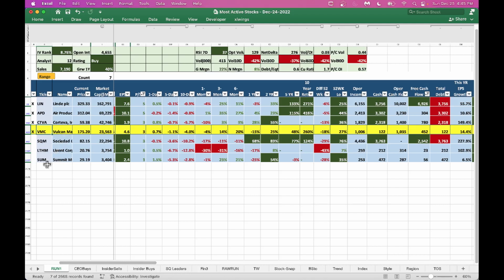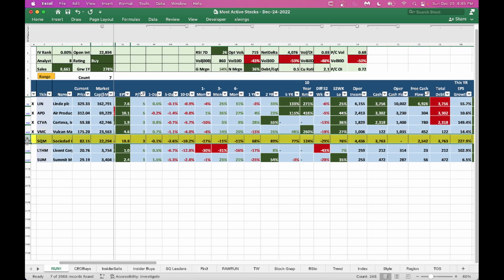And then we got a few more here. We got SQM. SQM is a great play here on electric vehicles. It's got lithium, as many of you know. So I would look at the performance in 10 years. It's done great. I would add this also to our list here.